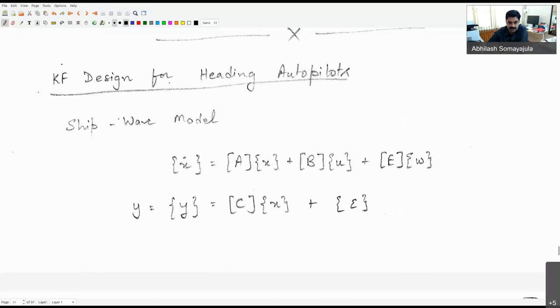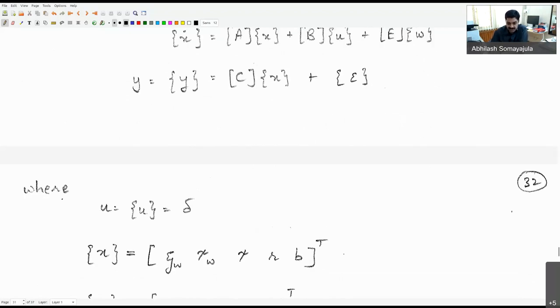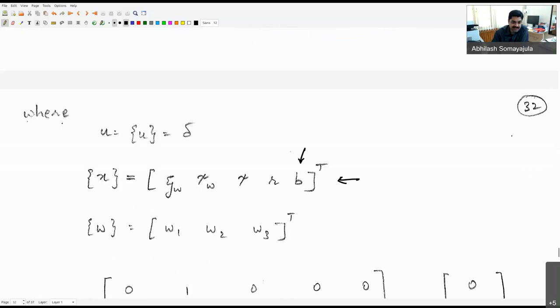Remember that when we were looking at our heading autopilots, we had our state space model as this, where the states were given by a 5x1 state vector, where we had the wave induced yaw angle and the low frequency yaw angle, and then there was a bias term which was accounting for all those low frequency drift forces coming from ocean waves, currents and wind. We had seen this plot before. The control input here was the rudder, so it was a scalar value, and I can represent it as U in some instances.